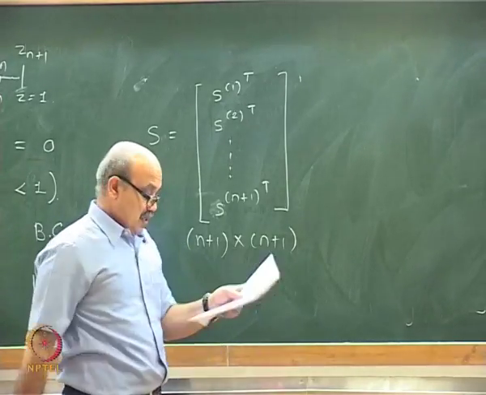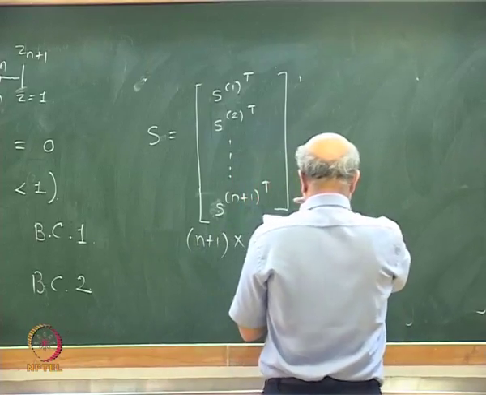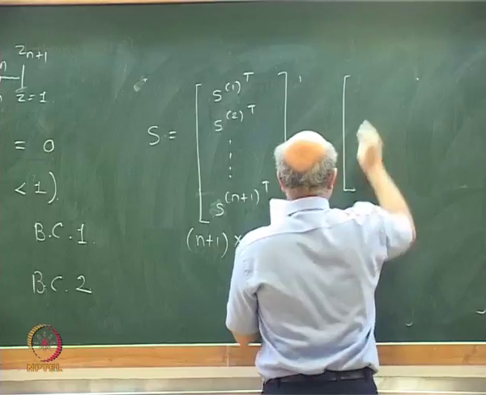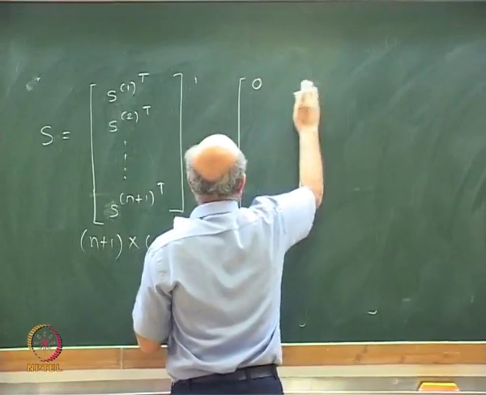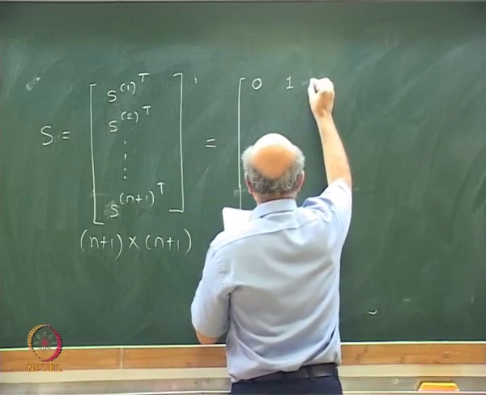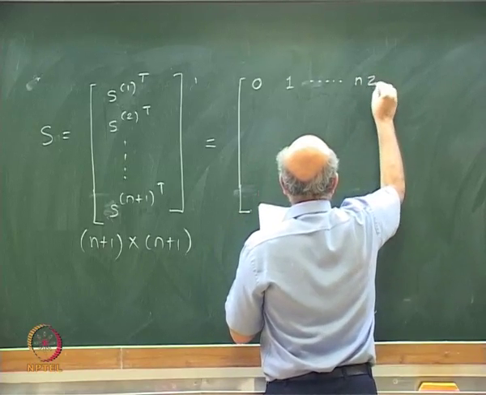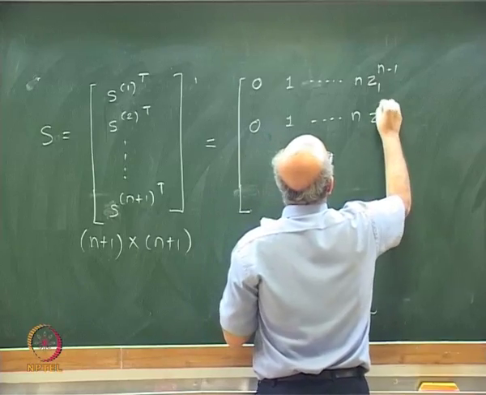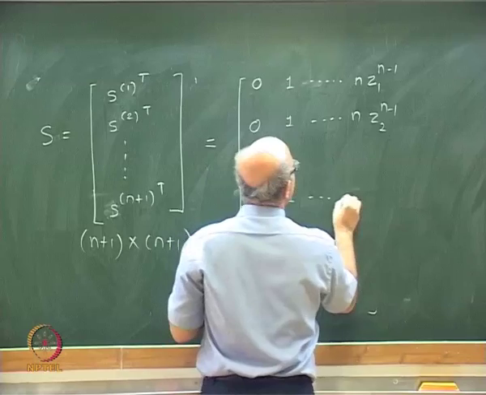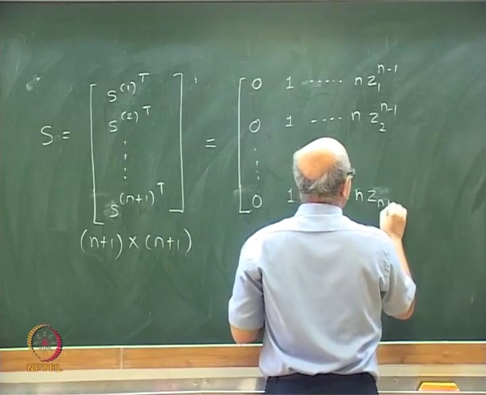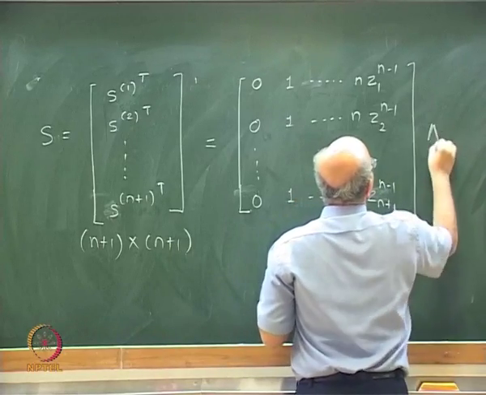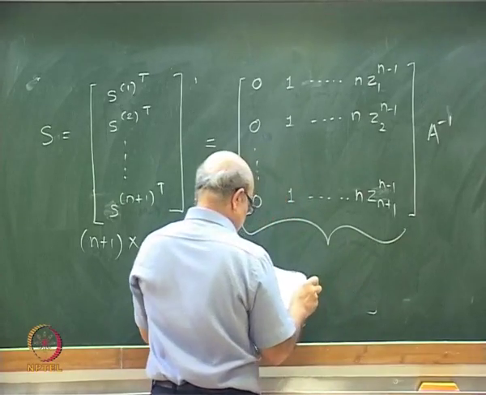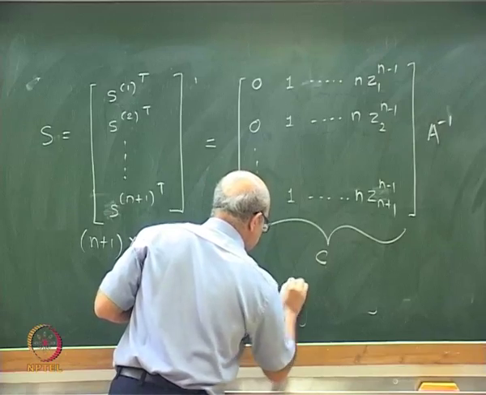Okay, and it's very easy to show that this can be computed by looking at another matrix, 0 1... So if I decide to call this matrix, say, C matrix, then this is equal to C times A inverse.